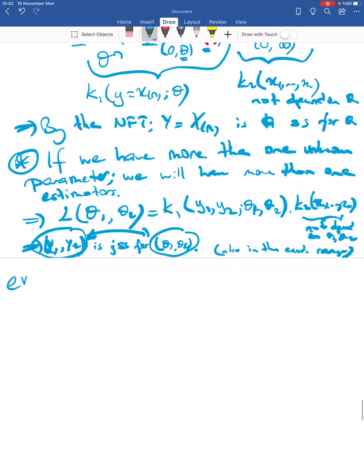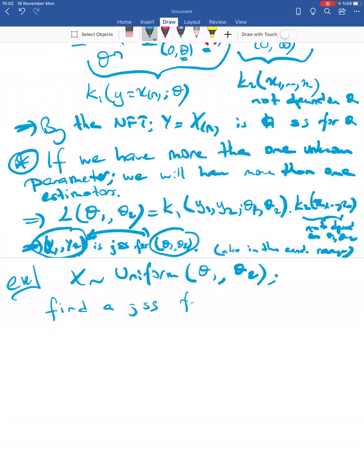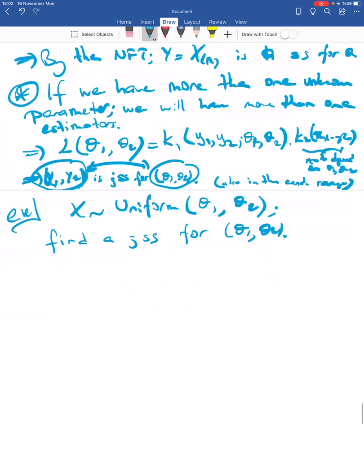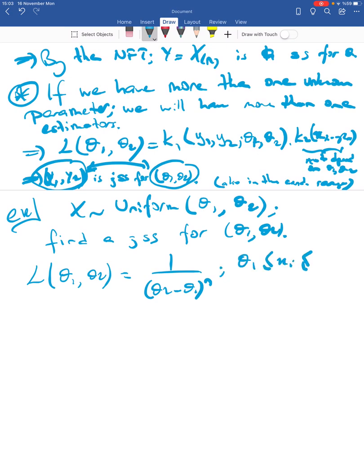So let's consider this example. Let's say we have uniformly distributed random variables on the range θ1 to θ2. Here we find a joint sufficient statistic for θ1, θ2. Let's write the likelihood function. We have 1 over θ2 minus θ1 to the n. Again, we don't have any statistics, just a function of parameters here. But when we look at the range, the range depends on the parameters. We need two statistics such that, when they are given, the range of xi is free from θ1 and θ2. Again, we have to focus on the upper bound and lower bound for xi.